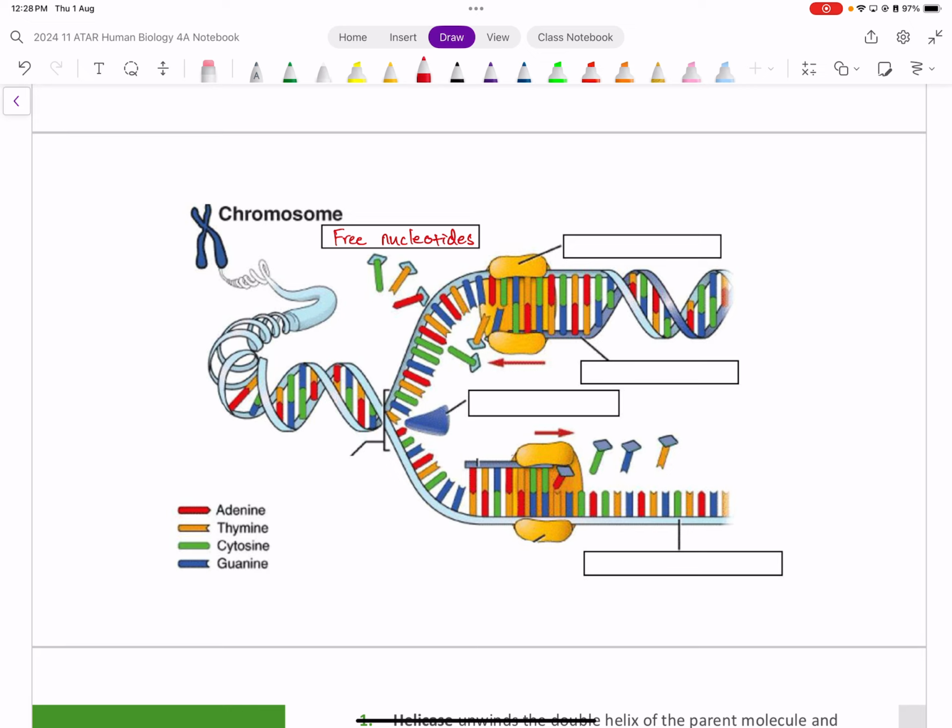Our next part, I'm just going to circle it briefly, is this enzyme here. It almost looks like it is cutting our DNA in half. So which protein or which enzyme do we think this will be? Helicase, fantastic. This is our helicase.